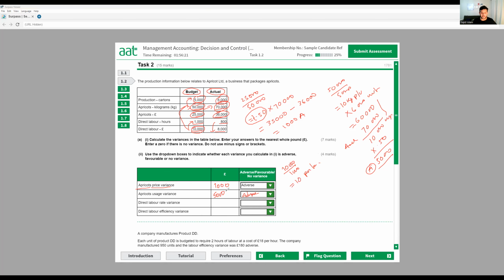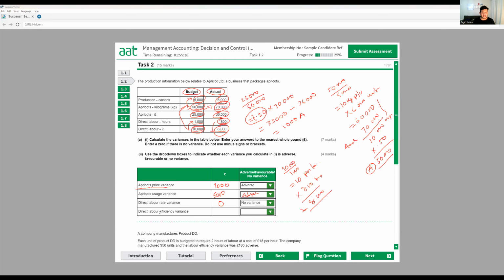So we look at the rate variance. If it is 10 pounds per hour, we need to look at how much it should be for 800 hours. So times 800 hours should be 8,000. And actually, you can see it is 8,000. So according to the plan, it's supposed to be 8,000, and it is 8,000. That means there is no variance. So this one we can say is 0. My budget and my actual are equal.